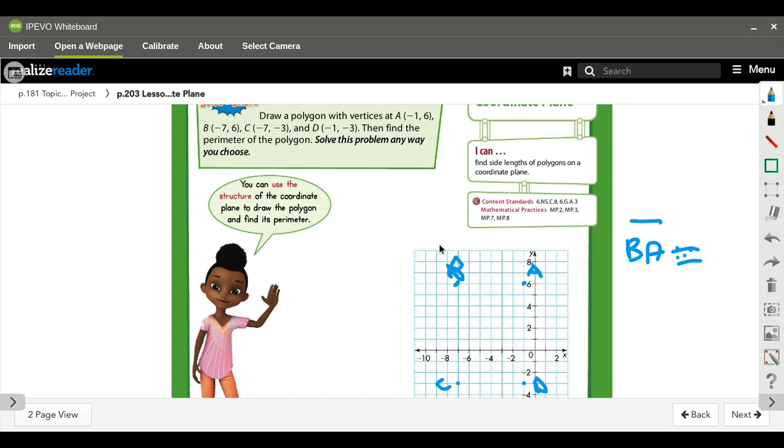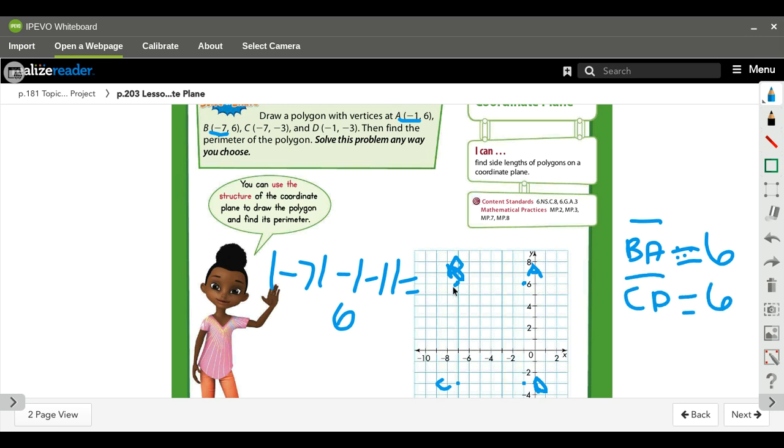They both share the same y coordinate because they're on the same horizontal line. So I'm going to look at the difference between my x coordinates. So I have -1 and -7. They're in the same quadrant, so I'm going to subtract. I'm going to do the absolute value of -7 minus the absolute value of -1, and I end up with 6. So the side length of BA is going to be 6. Now, if this side length is 6, that means the side length for CD is also going to be 6. Now I need to find the side lengths for BC and AD.